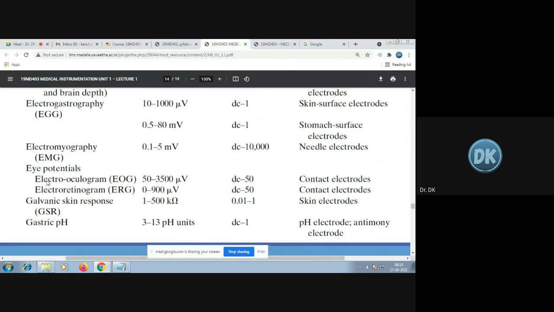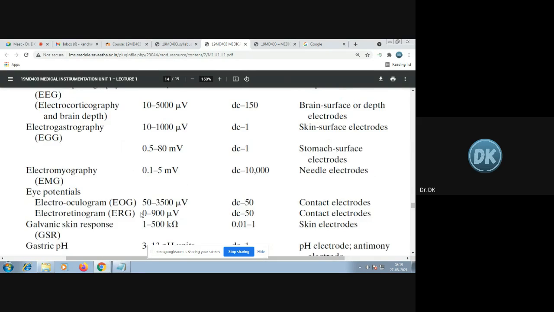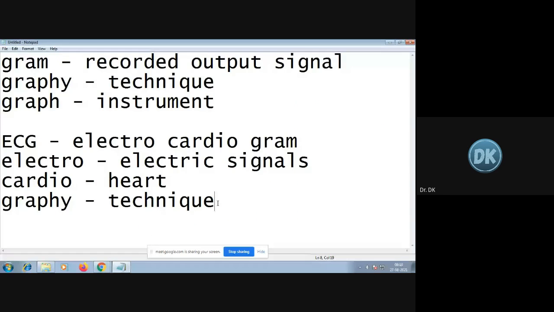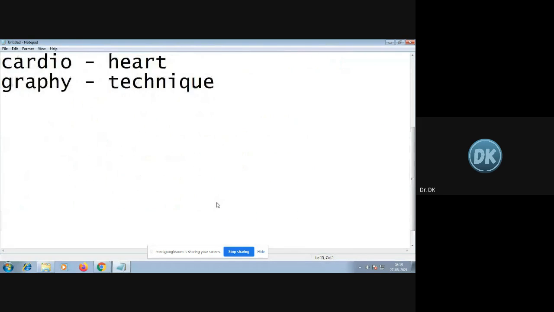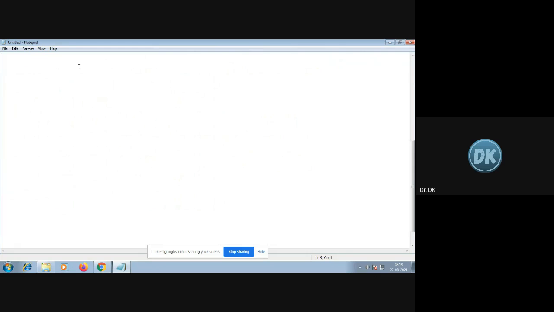So for the eye, we have electrooculogram and electroretinogram. So oculogram refers to the movement of the eyeball. So whenever your eyeball is moving, in that case, you will have some signal change which we can measure. And this is the electroretinogram, which is used to measure the electrical activity of the retina. Maybe I can type that also for your quick understanding.